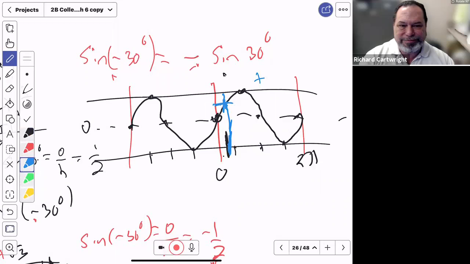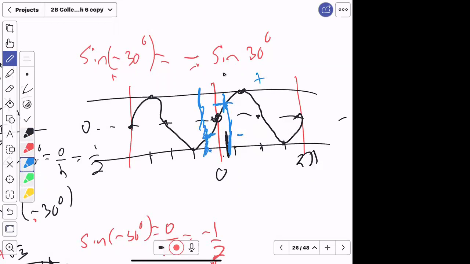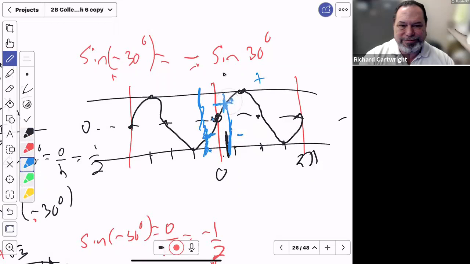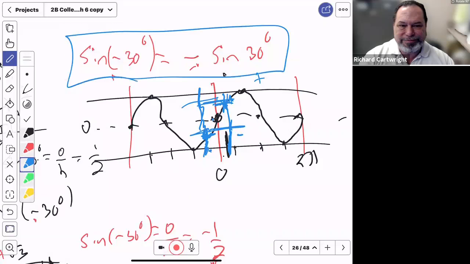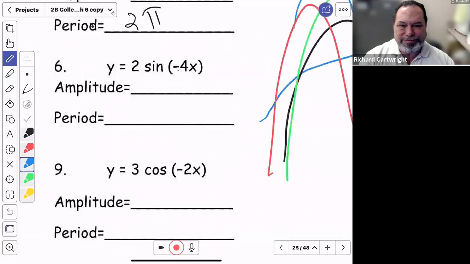If I do negative 30 degrees, that's about here, negative 30 degrees. Check it out. What's the y value here? Negative. You see why? The sine of 30 is the opposite of the sine of negative 30. It's symmetrical, but one is up here and one is down here. You see why this definition is true? Go back to that problem.